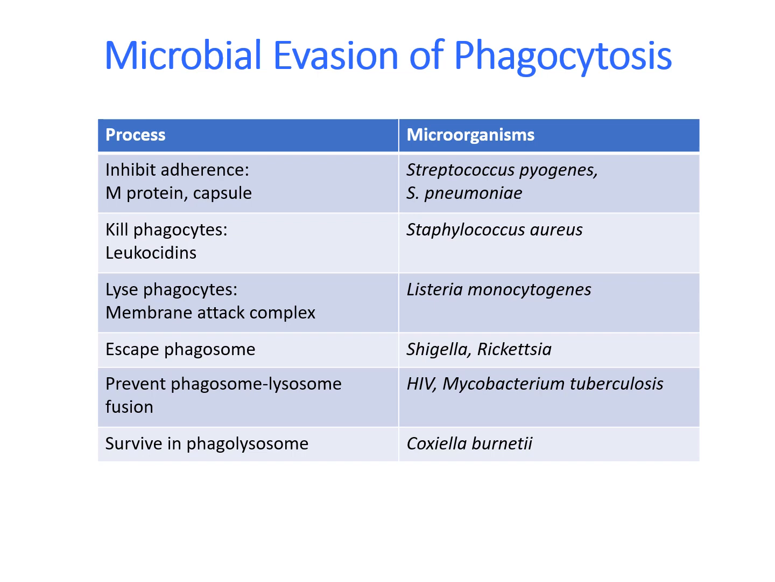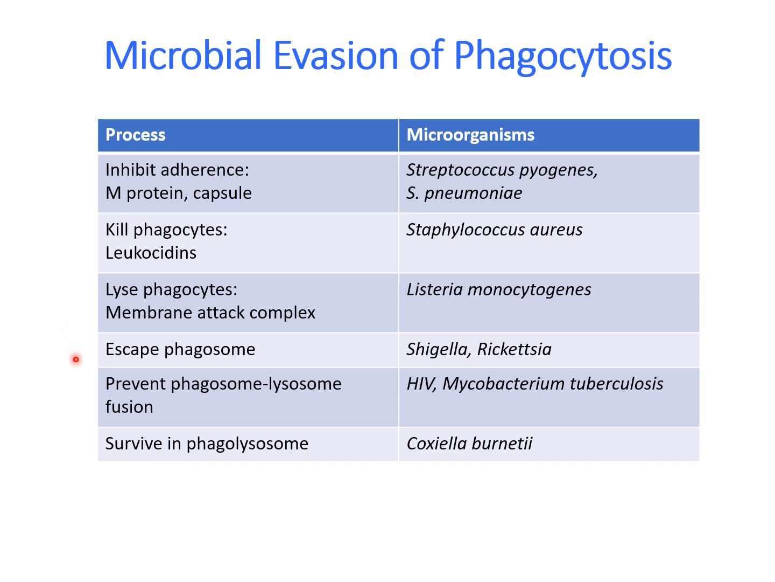Some microorganisms can undergo certain processes to avoid or evade phagocytosis. For example, Streptococcus pyogenes and Streptococcus pneumoniae can inhibit adherence by using the M protein or capsule. Staphylococcus aureus can kill phagocytes by leukocidins. Listeria monocytogenes lyses phagocytes via the membrane attack complex.